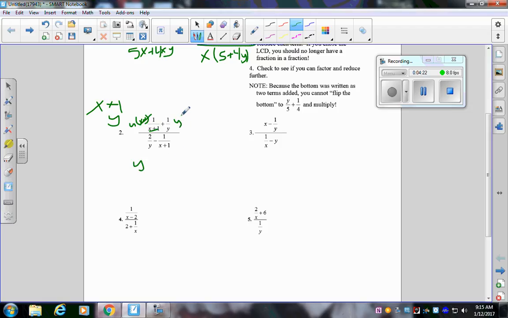Multiply this by y times x plus 1. Okay, so what ends up happening? The y's cancel, so I'm left with 1 times x plus 1, which is x plus 1. Down to the denominator, I'm multiplying this by y times x plus 1. My y's cancel, leaving me with 2 times x plus 1, so I have to distribute that 2. So I'm left with 2x plus 2.